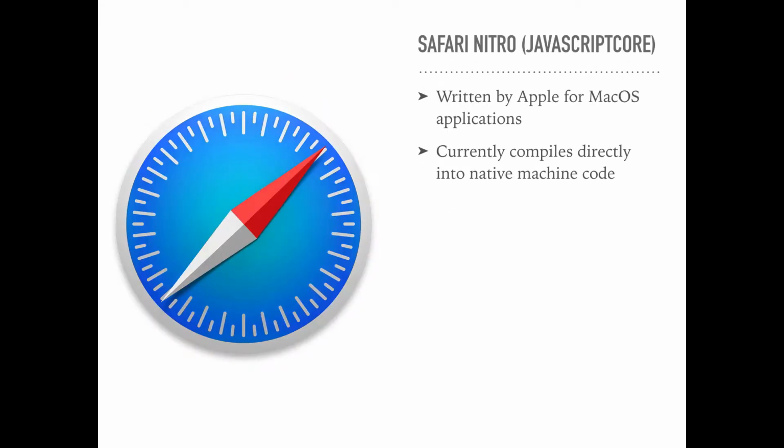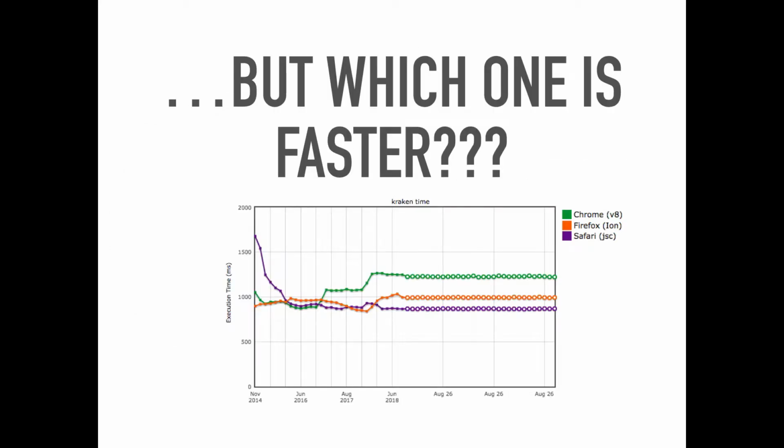Safari Nitro. I mean, Safari tries, right? It's not terrible. I mean, it's not IE, right? Comes on your iPhone, so you use it there. Written by Apple for macOS applications, and currently compiles directly into native machine code. However, it is still not nearly as fast as Chrome or SpiderMonkey. It is getting better. There's a fun chart here that tells you which one is the fastest. Chrome is currently leading, and then it goes to Firefox and then Safari.